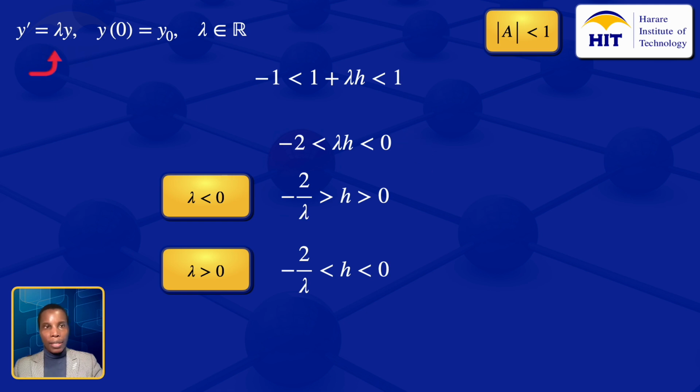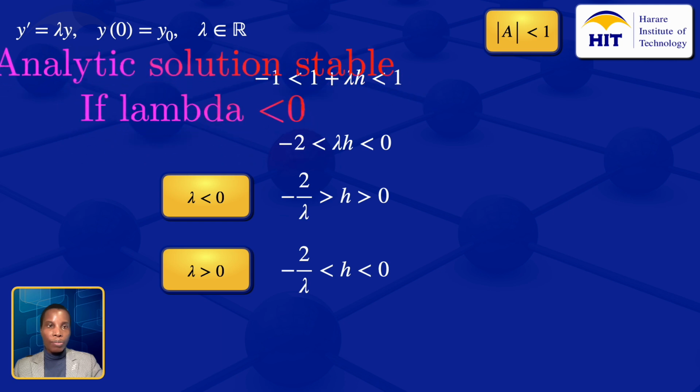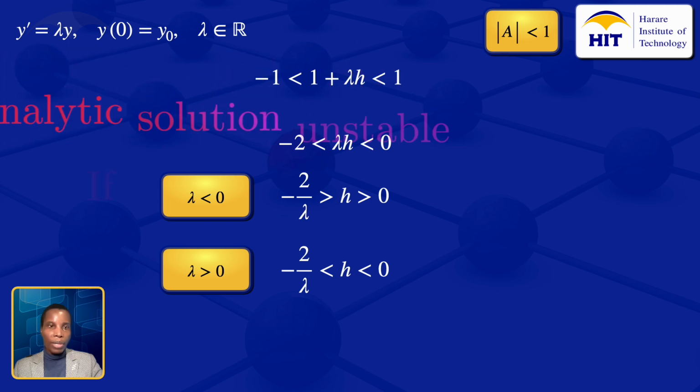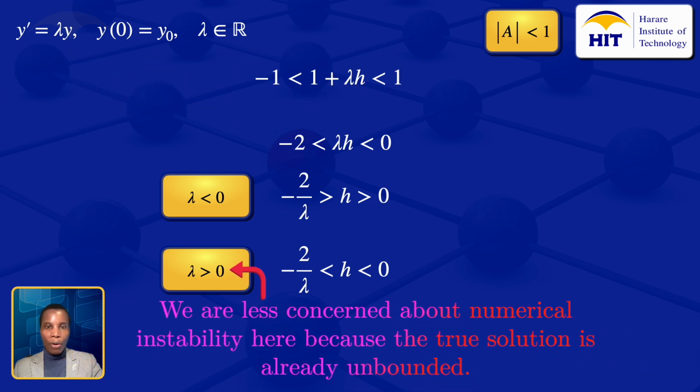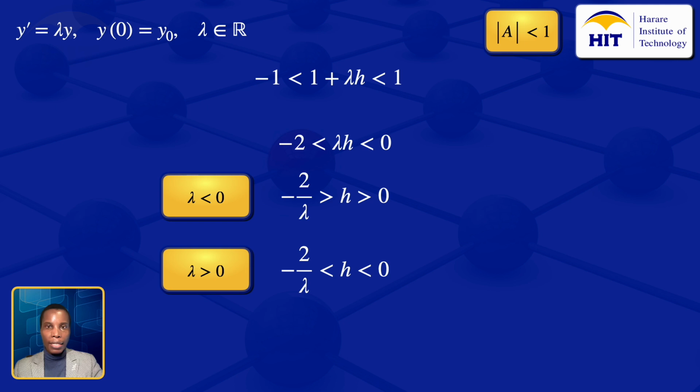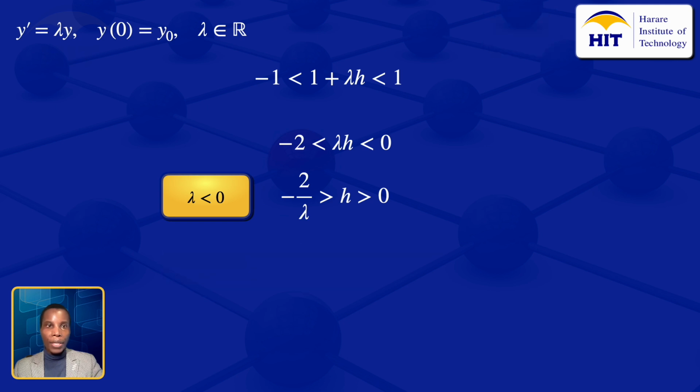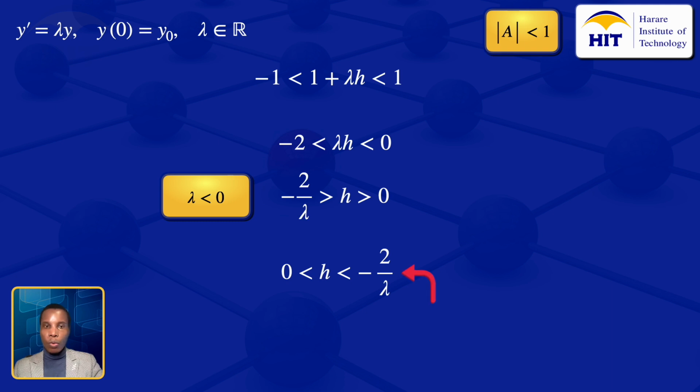But when we looked at this equation in an earlier tutorial, we found its analytic solution. And we saw that the analytic solution is stable only if lambda is less than 0. If lambda is greater than 0, then the analytic solution itself is not stable. So we are less concerned about the numerical instability for this particular case, because the true solution will be unbounded if lambda is greater than 0. So we just look at the case where lambda is less than 0. So for lambda less than 0, I can just rewrite this expression as 0 is less than h is less than minus 2 divided by lambda. So this condition here for h, that's the condition for absolute stability of Euler's method. So that's our solution there.